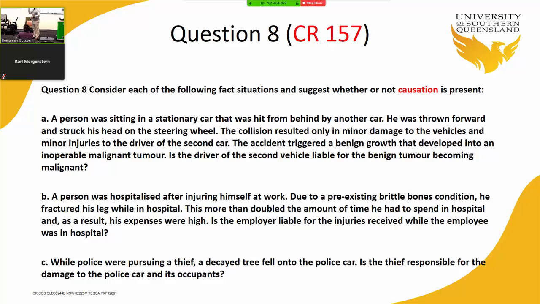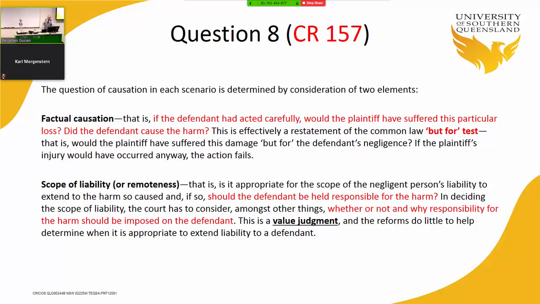Causation is the third element of our negligence cause of action. And as we said, it has two components. The first is what we call factual causation, and the second one is what we call remoteness. Let's look at the analytical structure.